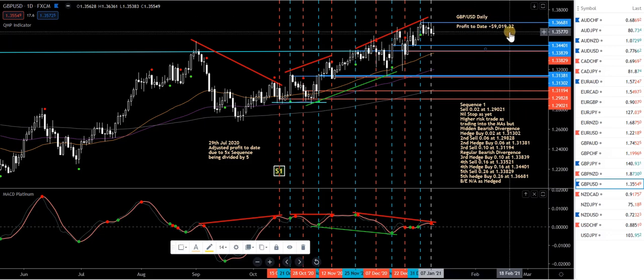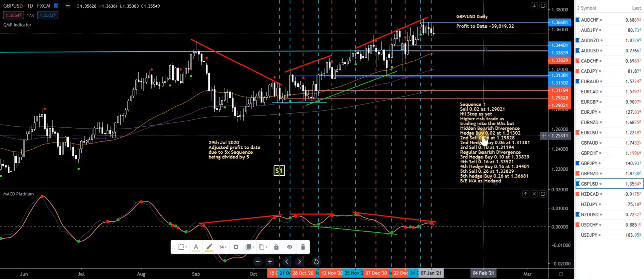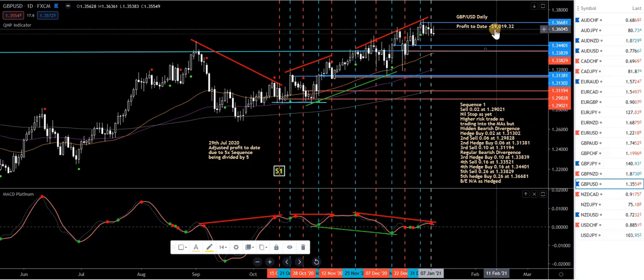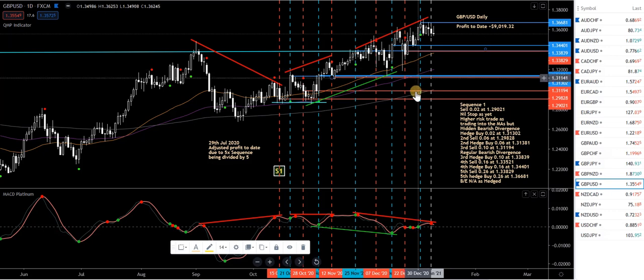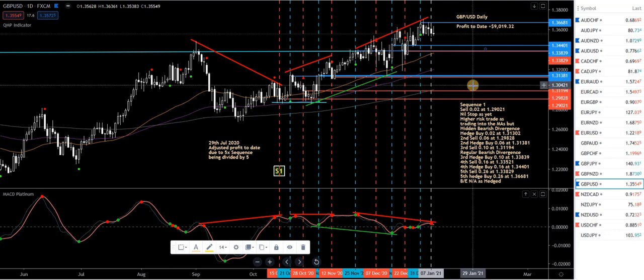Profit-wise, it's a pair like the pound New Zealand, over 9,000 in profit. So it's given me some grief in the past, and I've managed to work my way out of it and make some decent money on it. At the moment, I'm hedged. I'm not losing anything other than the overnight swap and the loss that's locked in.